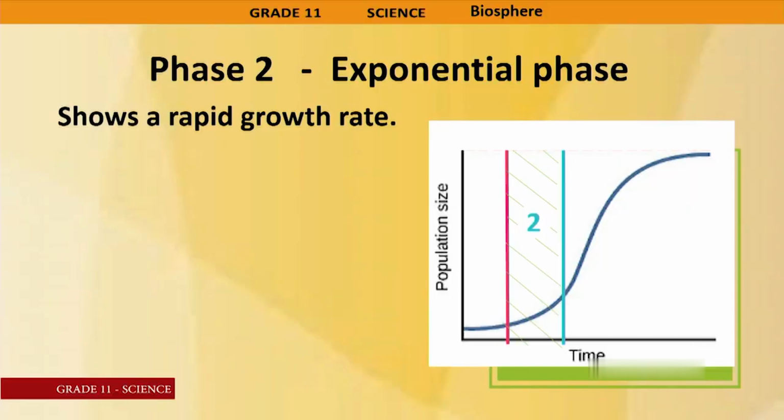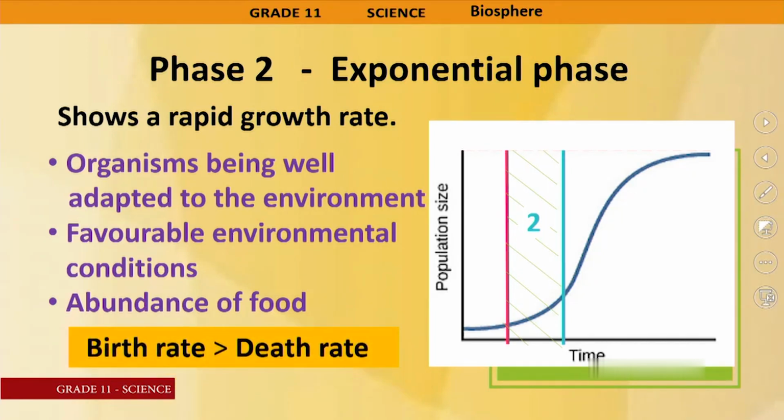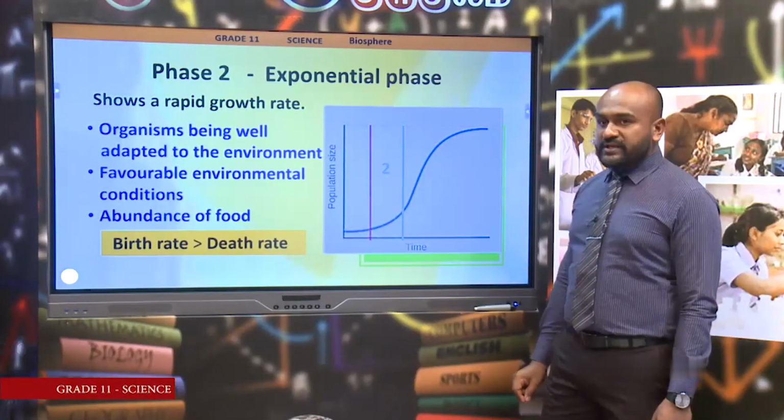Let us see the reasons again. Organisms are well adapted to the environment and there are favorable environmental conditions. They get enough water, enough oxygen, enough space and food. So, these are the reasons for the rapid growth rate that we observe in the exponential phase. And the other thing that we observe in the exponential phase is that the birth rate exceeds the death rate. That's the reason why we see a rapid growth rate in the exponential phase.